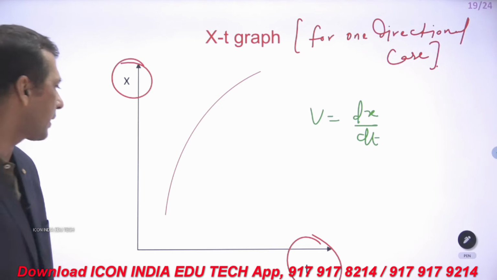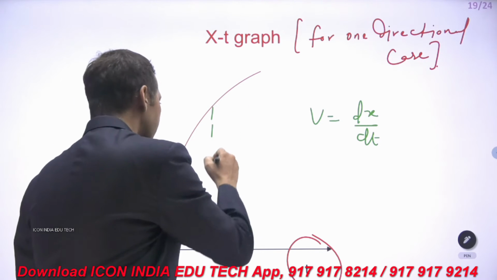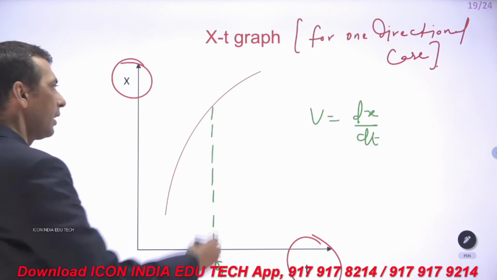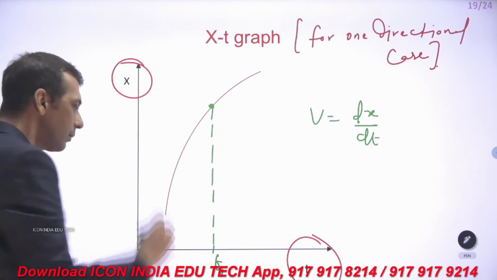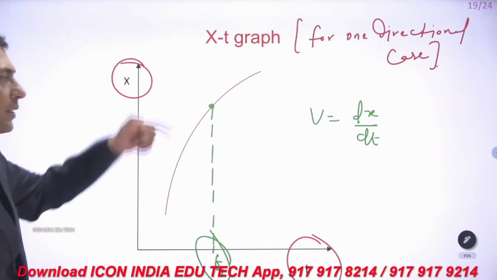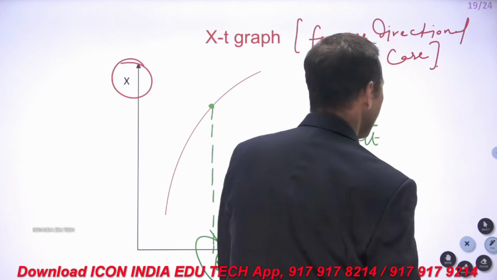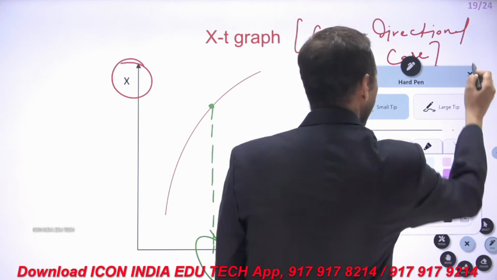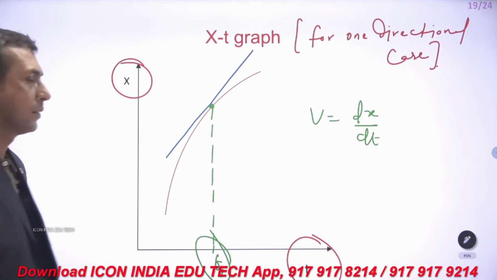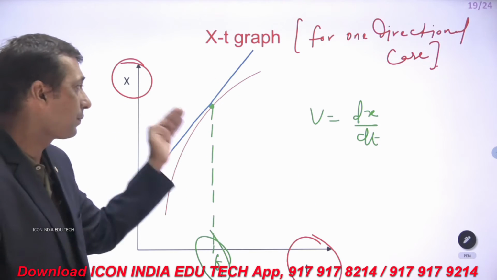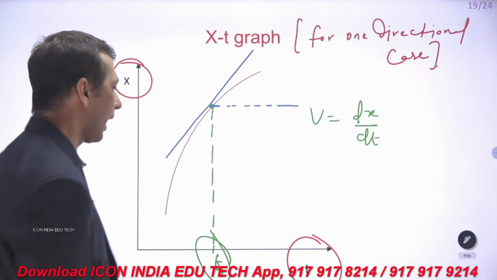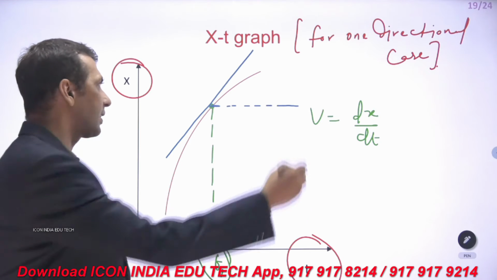It means at any point, suppose this is a particular moment, t1, and at this moment I have to find the velocity. I'll mark the corresponding point on the graph corresponding to time t1. Whatever point is on the graph, I'll mark that point. Here I'll draw a tangential line at this particular point to this curve, and I'll see what is the slope of this tangential line.